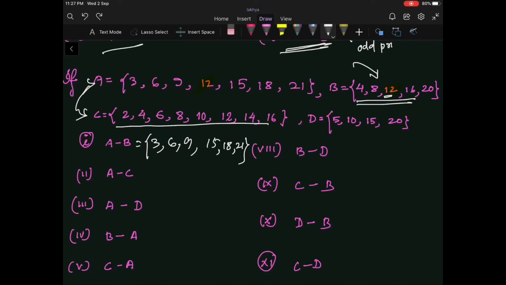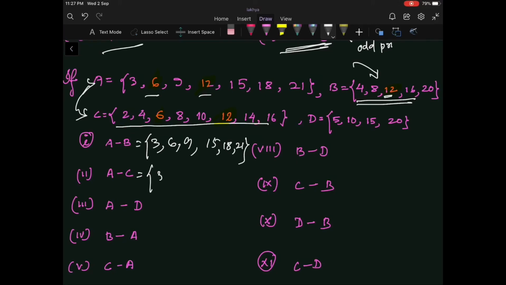Okay, first find the common elements in these two sets. Here you see, so what are the common elements in these two sets? 6 is the first common element here, then 8, not 12, then 16 is not there, 14 is not there. Okay, so 12 and 6. So these two elements should be eliminated.